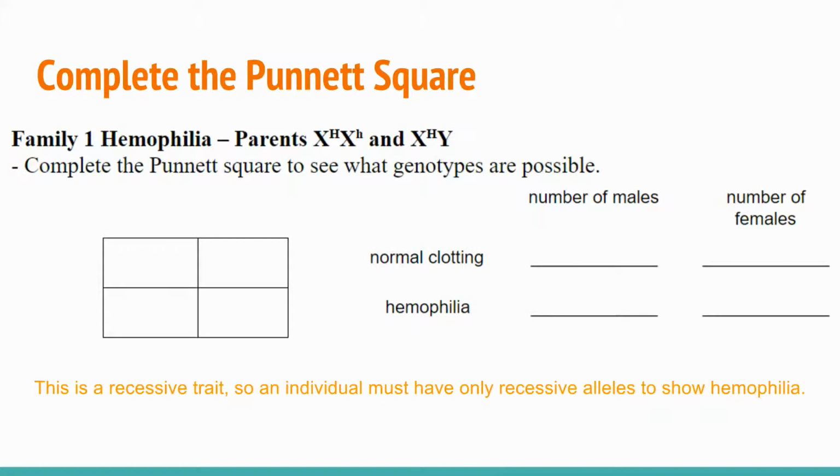So I'd like you to go ahead and complete this Punnett square. We'll do this one somewhat together. If you look, this is a family that carries hemophilia. The mother is a carrier, so she has one dominant allele and one recessive, and the father has a dominant allele, so he is normal as well.